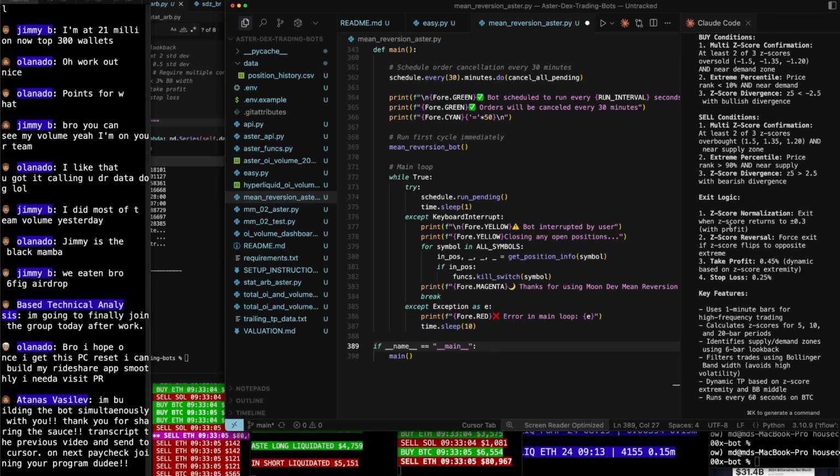Okay, exit logic is Z-score normalization. Exit when Z-score returns to plus 0.3 with profit. Z-score reversal: force exit if Z-score flips to opposite extreme. Take profit 0.45, dynamic based on Z-score extremity. Stop loss is 0.25.